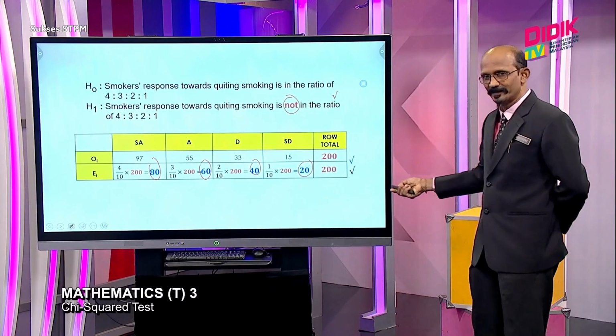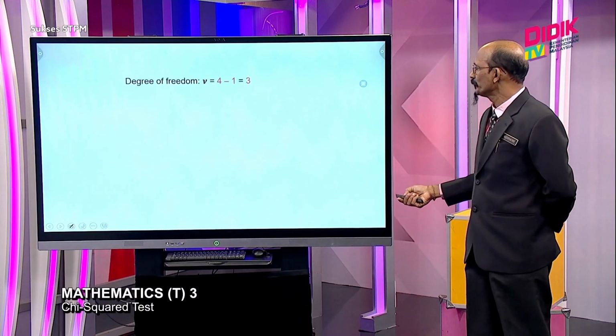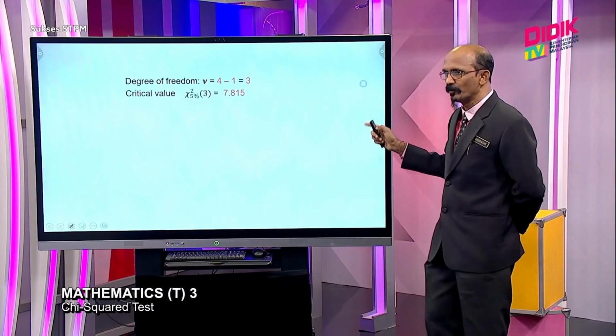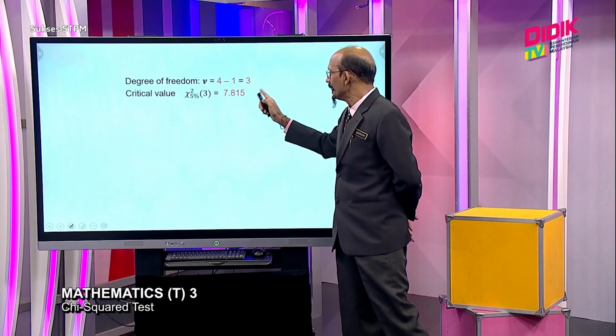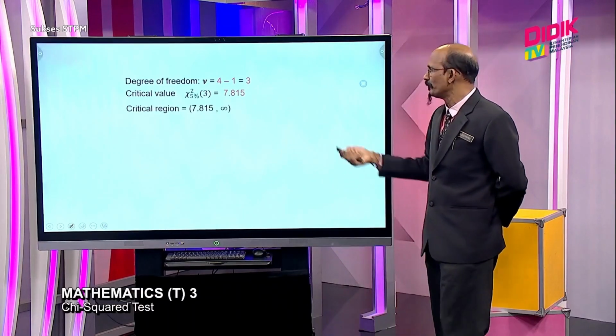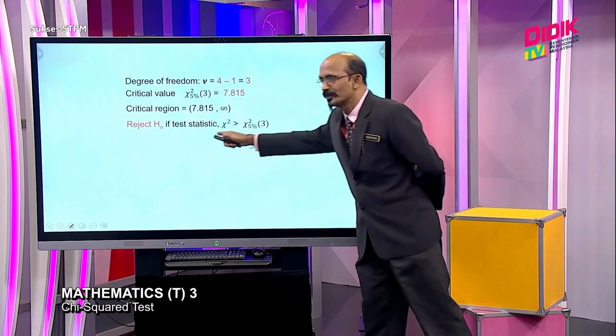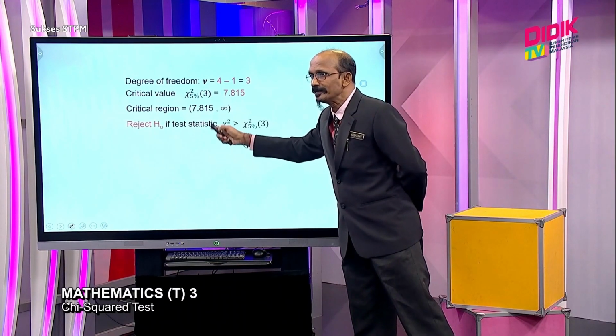So next one, step 3. You need to find the degree of freedom because you have 4 columns. So 4 minus 1 is 3. You find your critical value, you get 7.815 from the table. Then your critical region, then your early decision. It's almost identical.